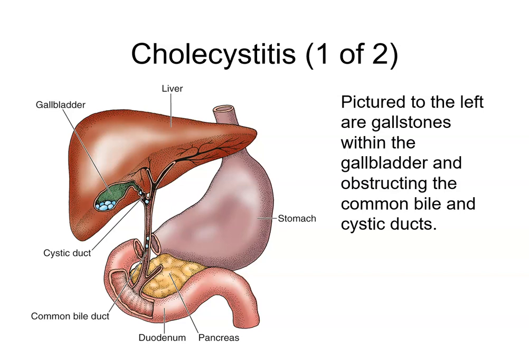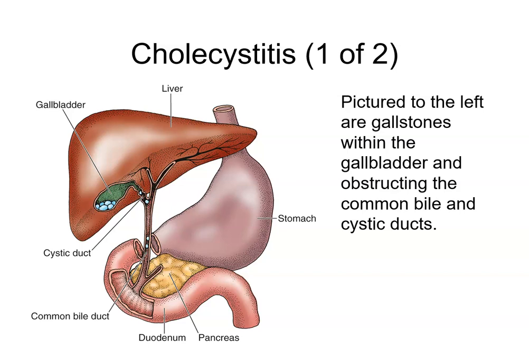Okay, so what is the difference between acute cholecystitis and chronic cholecystitis? Chronic is going to be caused by repeated episodes of that cystic duct obstruction. And the gallbladder, after repeated episodes of being inflamed, will become fibrotic and atrophy, which will cause decreased motility and deficient absorption by the gallbladder. Okay.